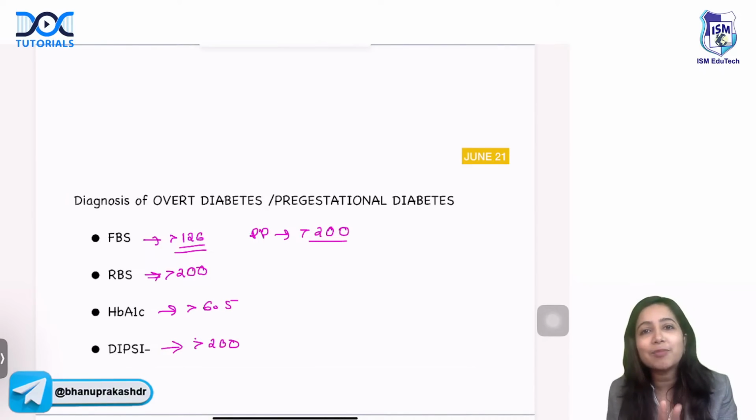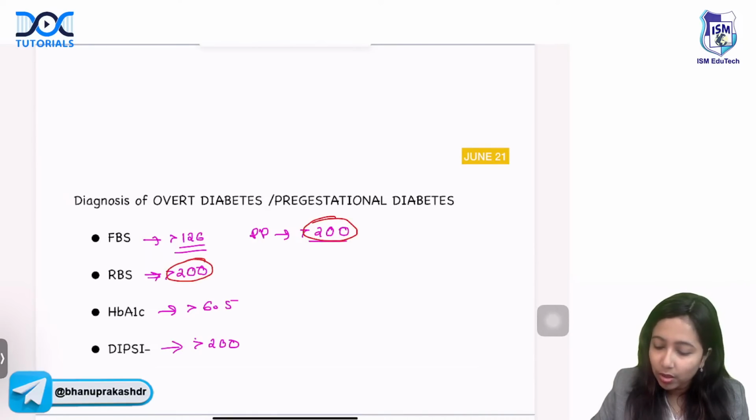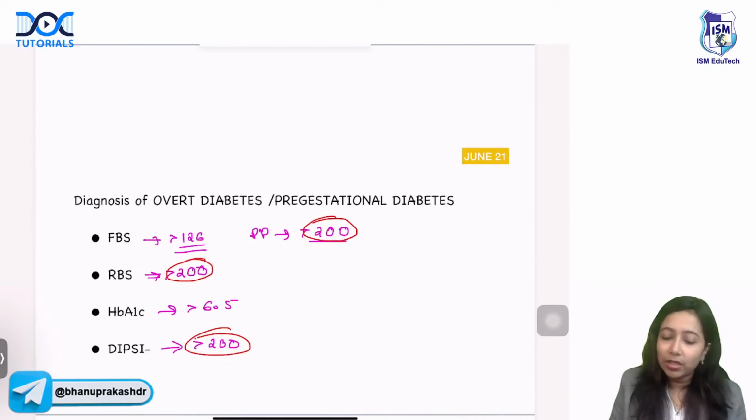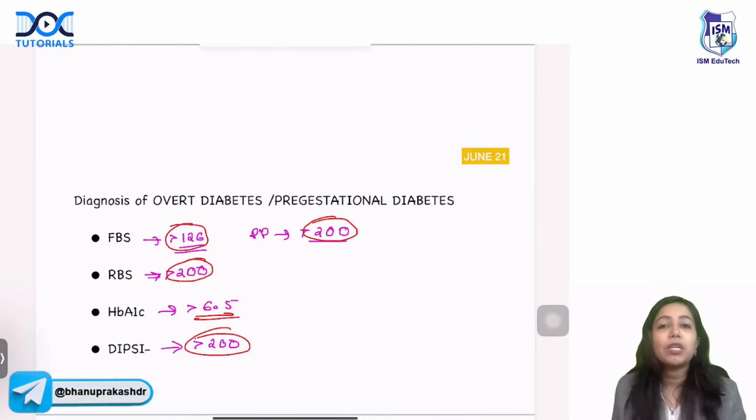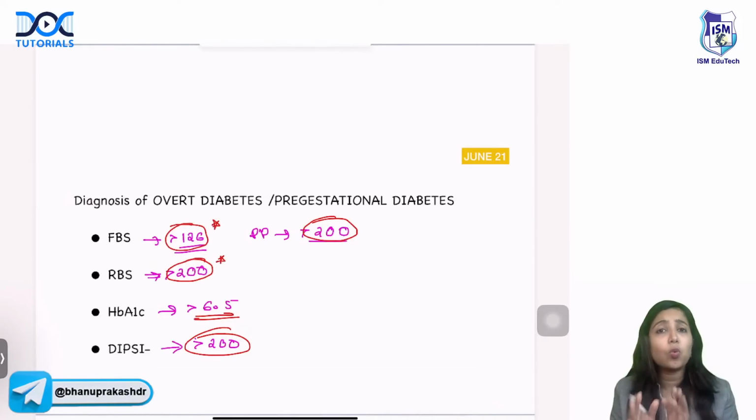So you have to just remember three things here. You might notice there are three 200s. So all the after-food ones are 200 and the fasting one is 126 and HbA1c 6.5. These 126 and 200 are the must know values.